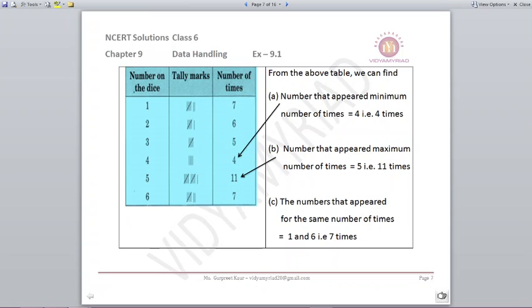Then we need to find out which number is repeating or which is coming the same number of times. If you see 7 and 7, there are two numbers which are coming the same. That is, the numbers on the dice are 1 and 6. So 1 and 6 are coming equally, that is 7 times.